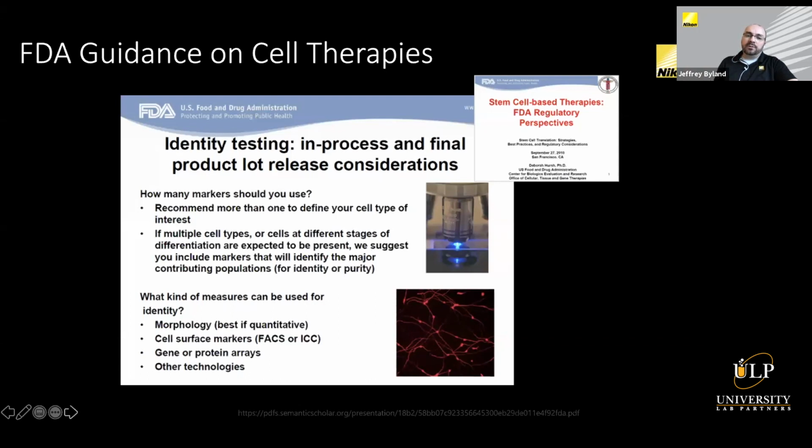These are very critical. And even FDA has provided guidance saying that morphology, especially quantitative morphology, is something that FDA will accept when looking at approving these therapeutics and making sure that there's a robust quality control system set up.